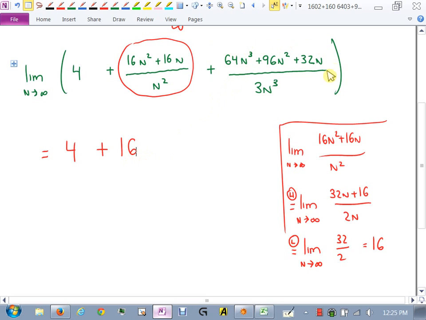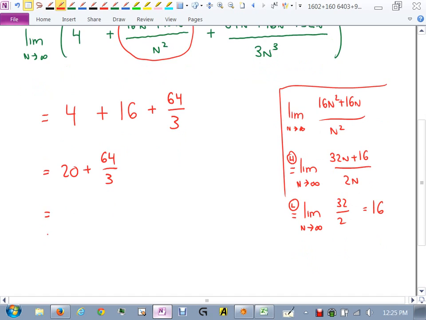And if we do the same thing on this one, because this is infinity over infinity, if we do L'Hopital on this, we would get what? 64 over 3. So this is 20 plus 64 thirds. Let's get a common denominator. 60 thirds plus 64 thirds, which is 124 thirds, which is approximately what? 41.333 repeating, which is the true area.